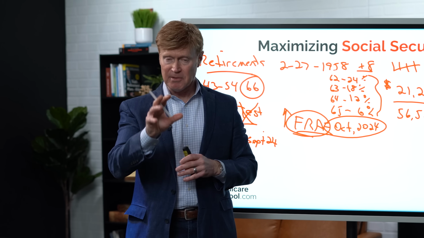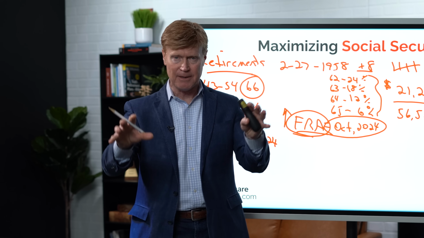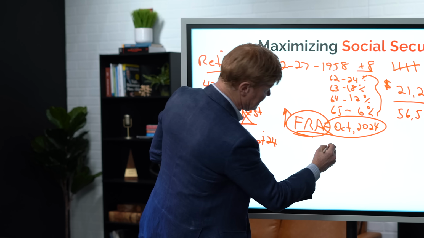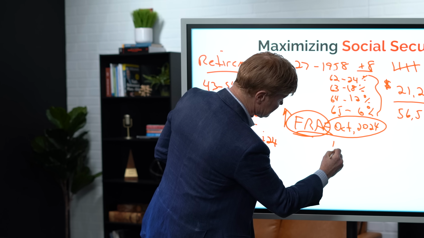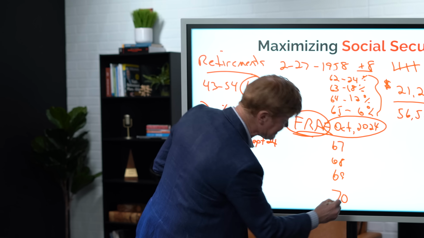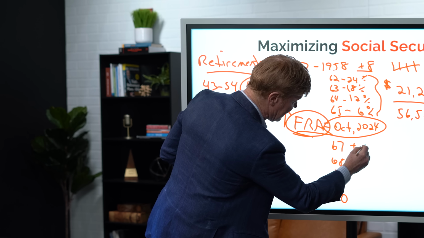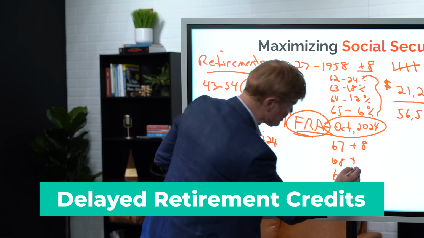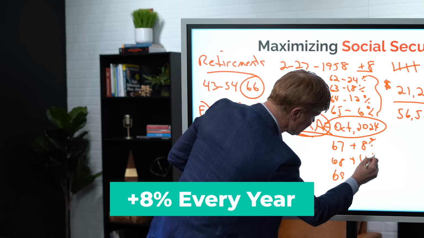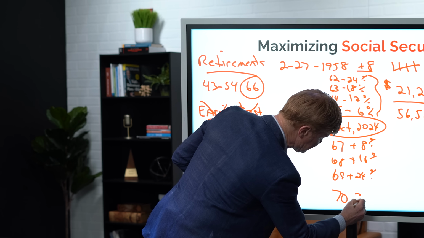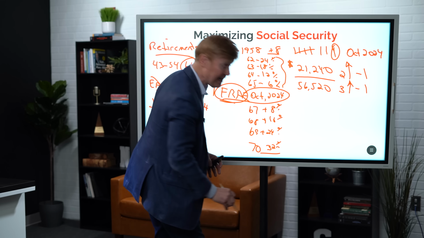All right, now, some of you will decide to wait beyond full retirement age. So here's the way that works. So this is 66 and 8 months. We can go to 67, we can go to 68, we can go to 69, and we can go to 70. And when I delay, I'm getting what's called delayed retirement credit. So now I'm growing my full retirement age benefit by 8% every year, right? So I can grow that a full 32% if I wait to age 70.